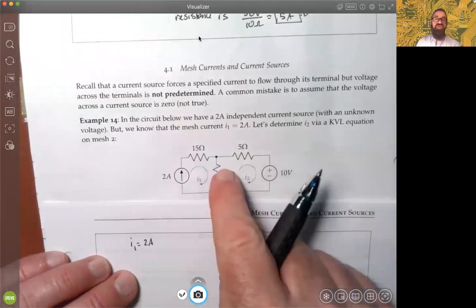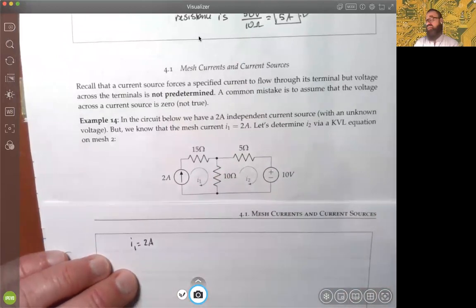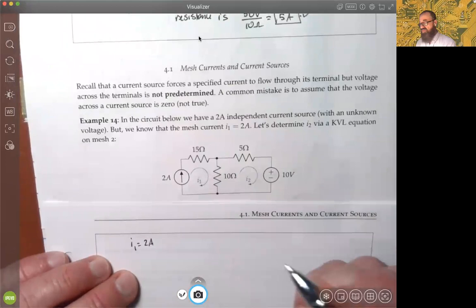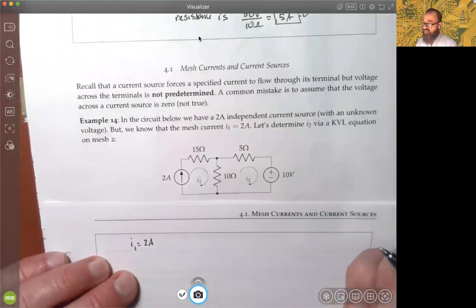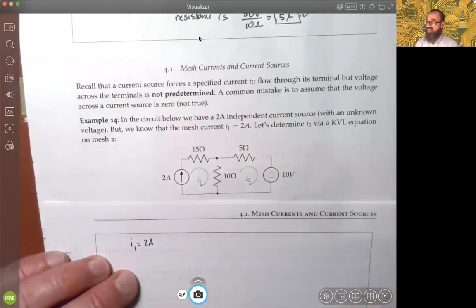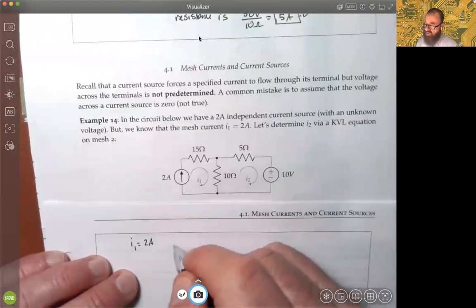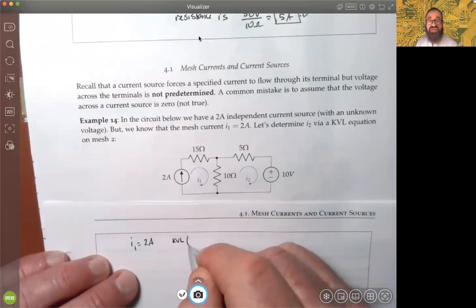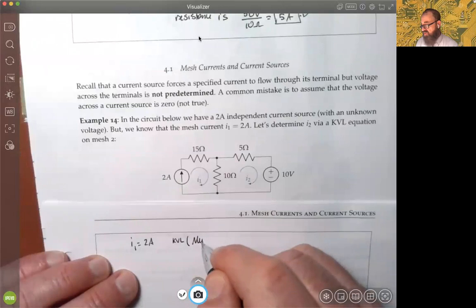And that's only because you have a current source there. So we know that I sub A is 2 amps. We want to figure out what I sub 2 is via a KVL equation on mesh 2. That's our goal, to figure out what the current is on the other side. So let's do our KVL mesh 2 equation.